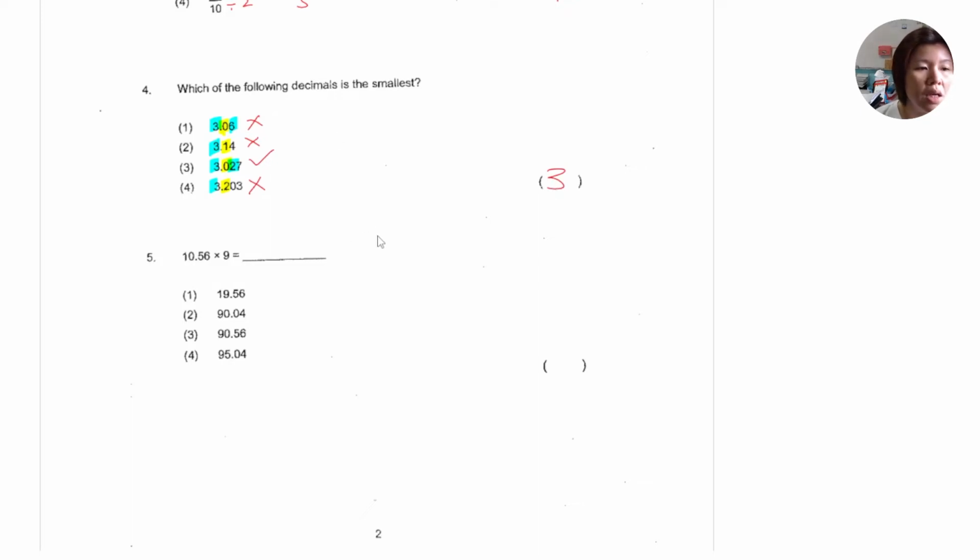Okay, next. Multiplication for decimal. So let's do the working together. Make sure you position the number properly. Okay, 9 times 6 is 54, carry 5. 9 times 5 is 45 plus 5, 50. 9 times 0, 0 plus 5. Don't forget the decimal. And 1 times 9, 9. So the answer is number 4.